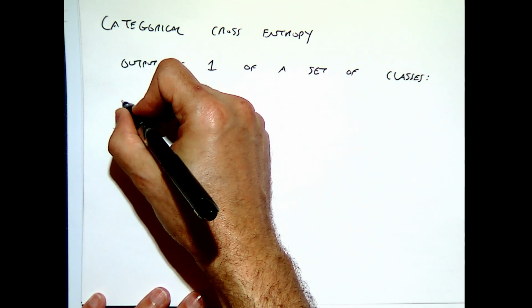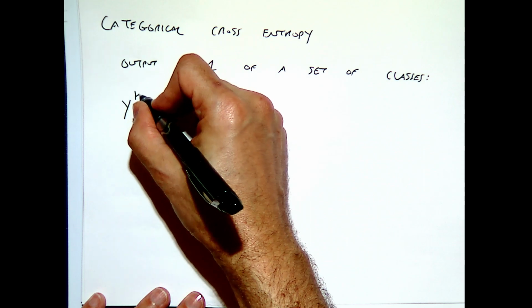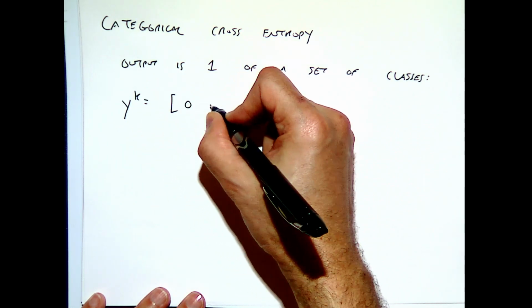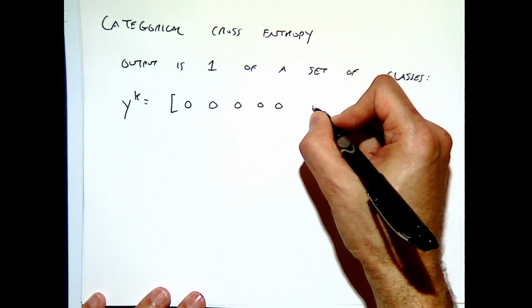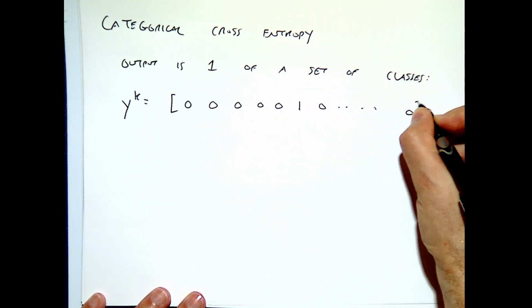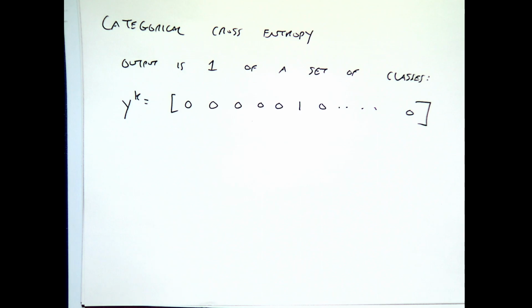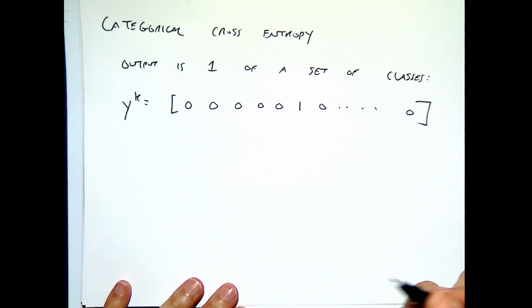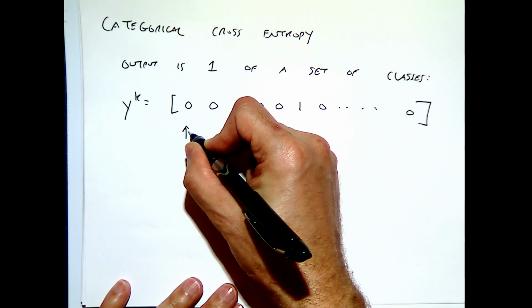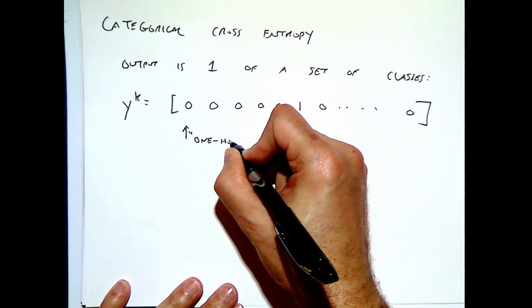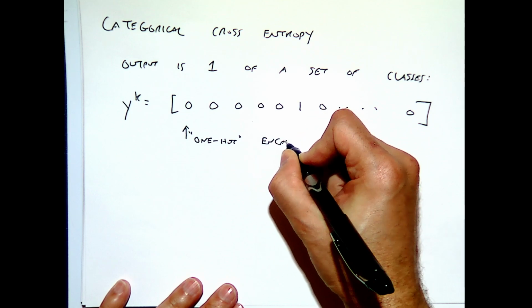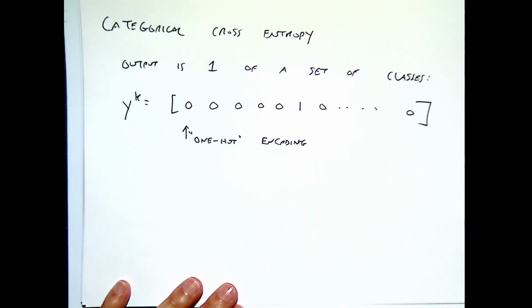Meaning that my true yk might be just one location in this big vector, right? And this is called one hot encoding. So it's like saying, OK, this is class number 6 out of my possible set of classes, okay?